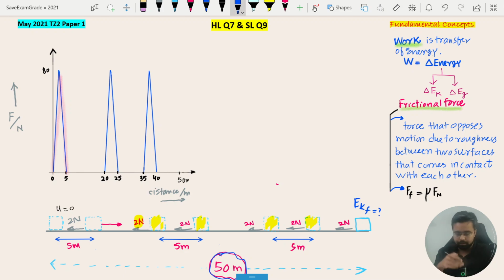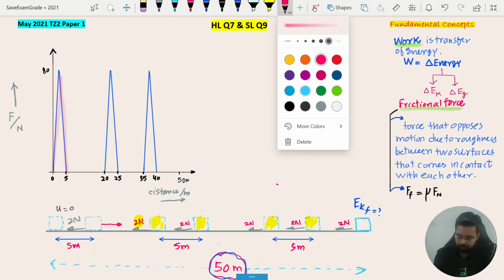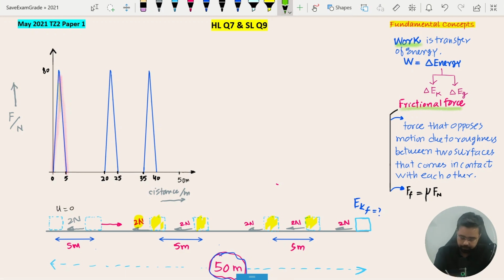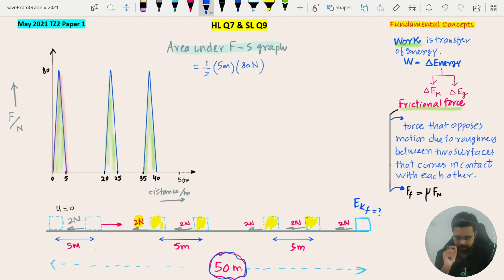Now because the force applied is not a constant force, it is a varying force, the only way to find the work done is by finding the area under the graph. So you cannot apply F s cos theta because force is changing in the intervals. So this area will be equal to the work done by the applied force on this box, and that is equal to 1/2 into 5 meter into 80 newton, that is the area under one triangle.